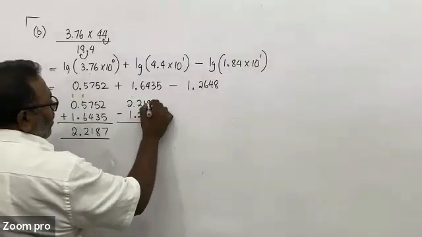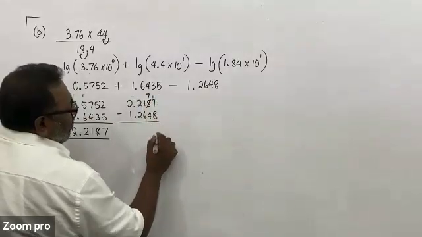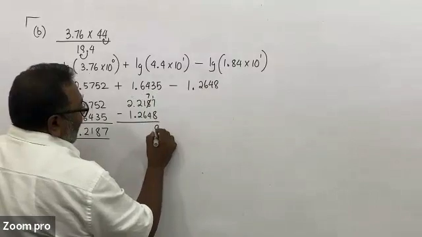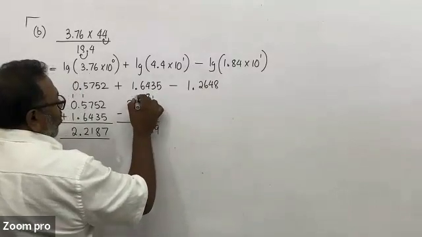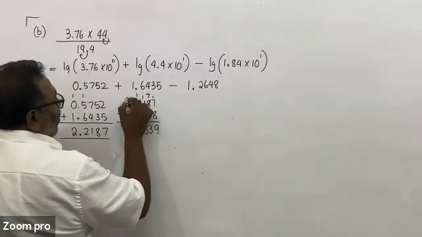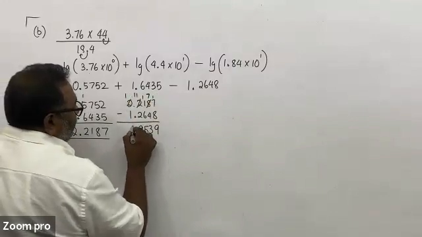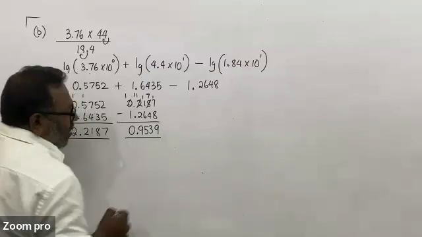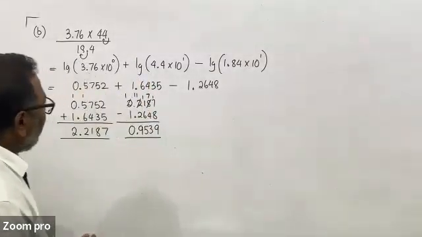Okay. 8, you can borrow from here. 7. 17 minus 8 is 9. 7 minus 4 is 3. Here you borrow. 11 minus 6 is 5. Here you borrow. 11 minus 2 is 9. You get 0.9539. Now what do you need to do?